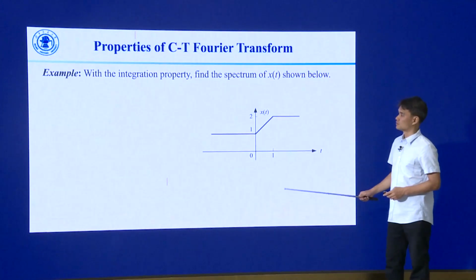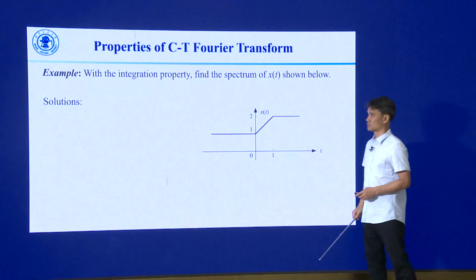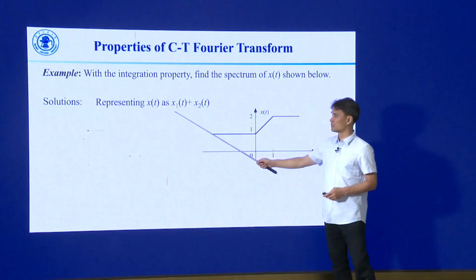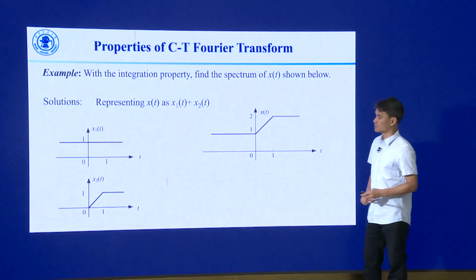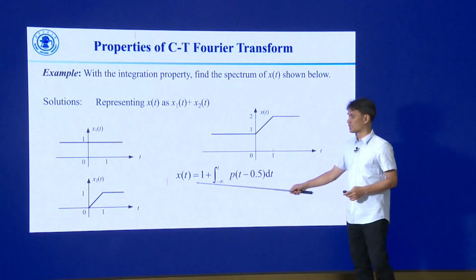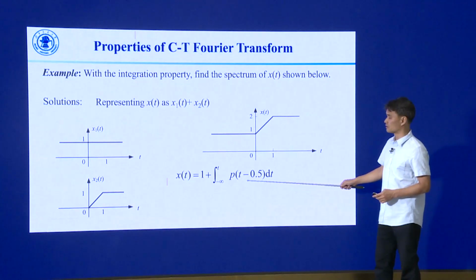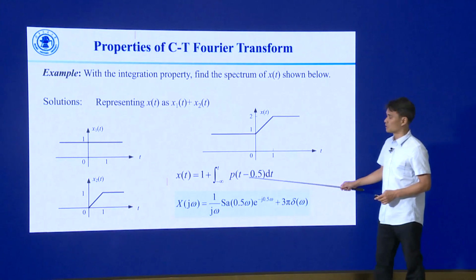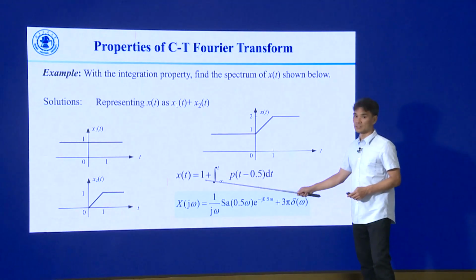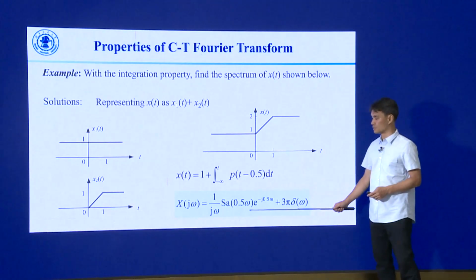Here is another one. We have a very similar signal, but it has a DC component. So it will be a DC component 1 plus what we had in the previous example. Using the linearity property, we can write the original signal as a DC component plus an integration of a shifted rectangle signal. Using what we had in the previous example and the Fourier transform of the DC component, we can reach this spectrum as the signal's Fourier transform.